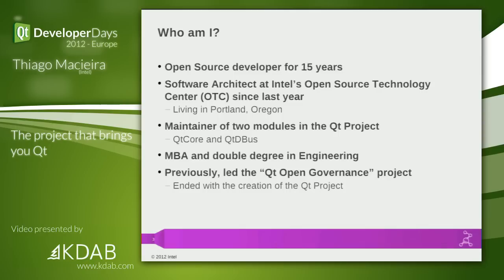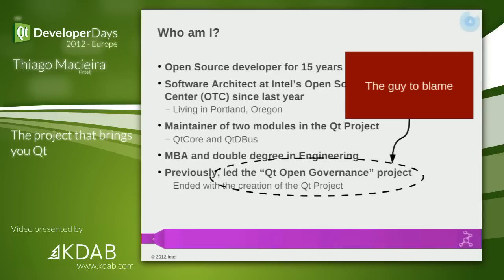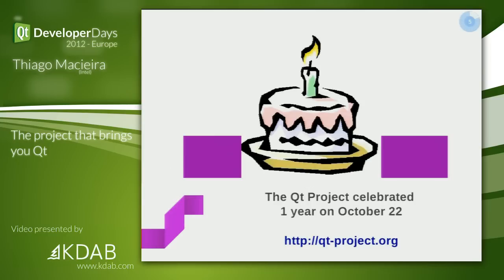I'm a weird guy because I also have an MBA, so I understand a little of business. And I'm the guy who led the open governance project. That means if you've got a problem with the Qt project, I'm the guy to blame. We worked quite a lot for a year and a half, 2 years, on the open governance project to make it happen. You might have seen me talking about open governance at the previous 2 developer days. We had nice sessions discussing how it should be, talking to people about how they wanted to participate before the ideas were fully formed in our minds. And finally, at last year's developer days, we could really talk not about open governance, but about the Qt project, because the Qt project has just become a year old. Yay!